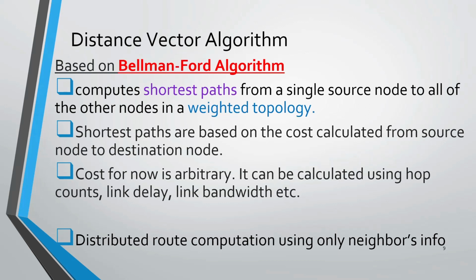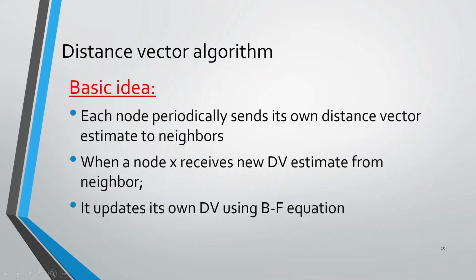The cost is basically arbitrary. You can make any metric to compute the cost. In this class, we will use hop count as the metric. In some algorithms, they use link delay or bandwidth also for cost calculation, but in today's class, we will only focus on hop count. Okay.